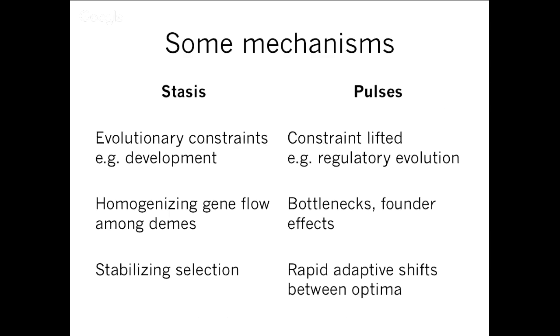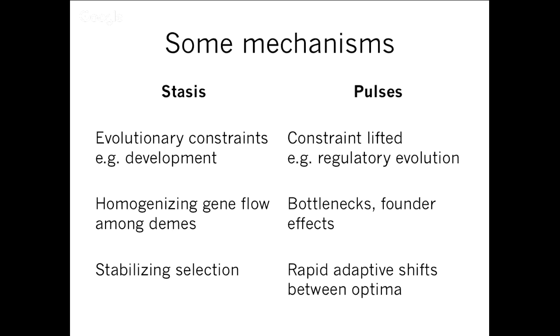So one mechanism that's been proposed is evolutionary constraints that might affect the fundamental mutational kernel, how mutations affect phenotypes, and then perhaps some type of pulse might coincide with some type of constraint that's lifted, such as evolution on the gene regulatory network. Other mechanisms that have been proposed also include population genetic dynamics, such as homogenizing gene flow with local adaptations among genes, inducing stasis, but bottlenecks and founder effects creating pulses.